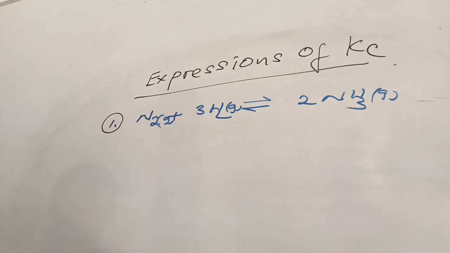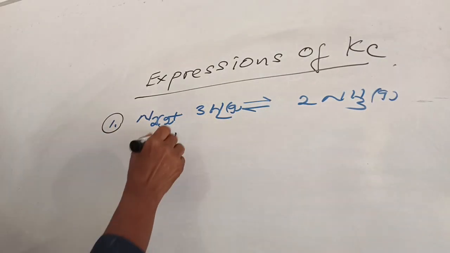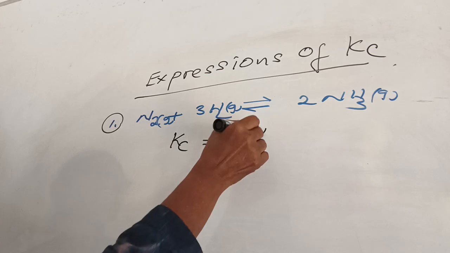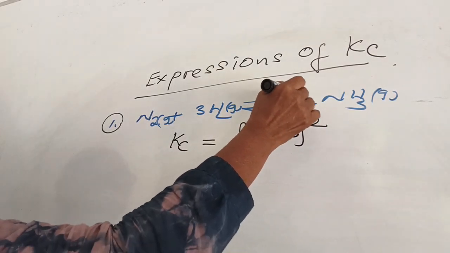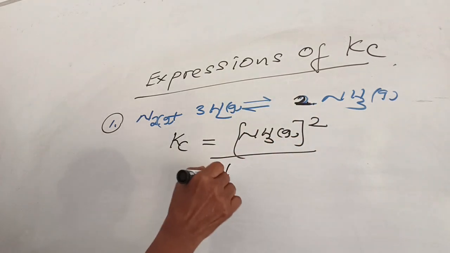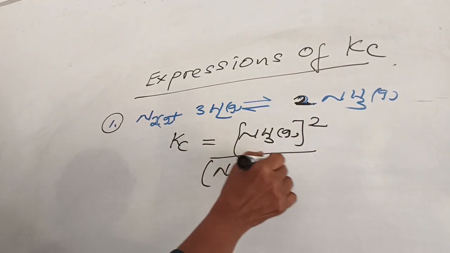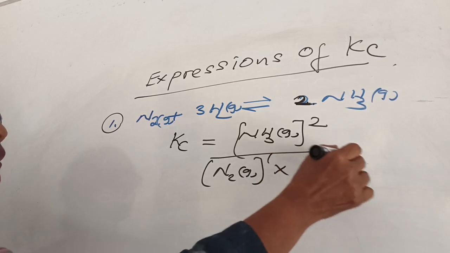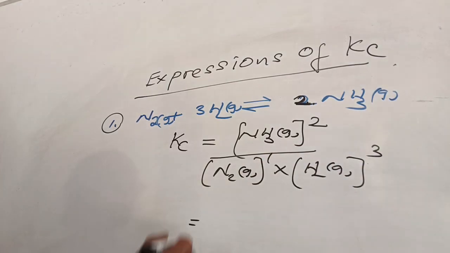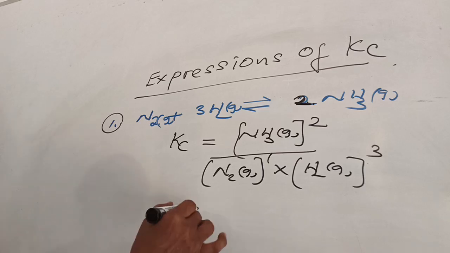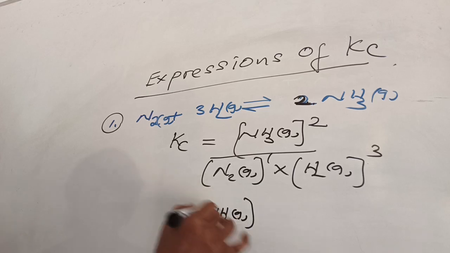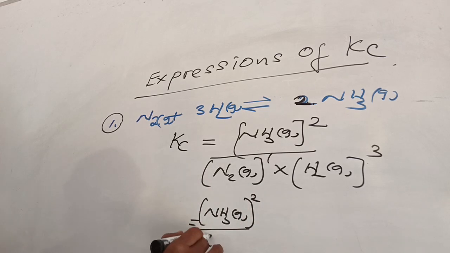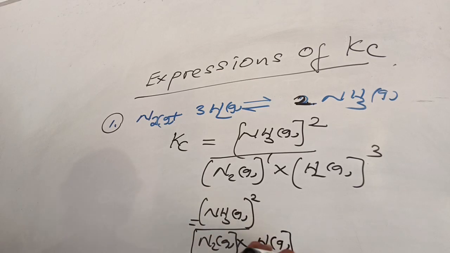Example number one, the Haber process of producing ammonia. In terms of concentration, the ammonia gas concentration to the power 2, as there is a 2 in front of it in the balanced equation, divided by the nitrogen gas concentration to the power 1 multiplied by the hydrogen gas concentration to the power 3.